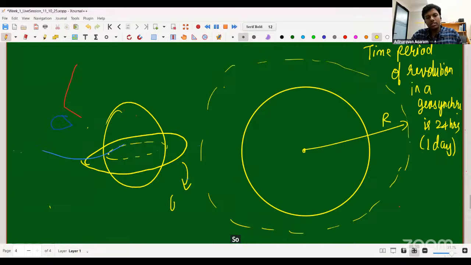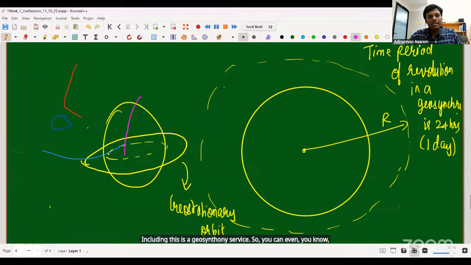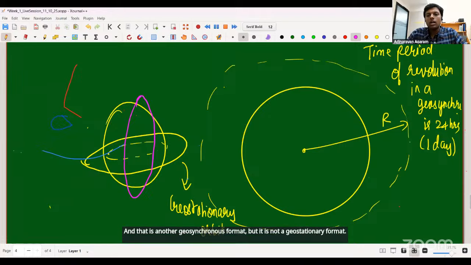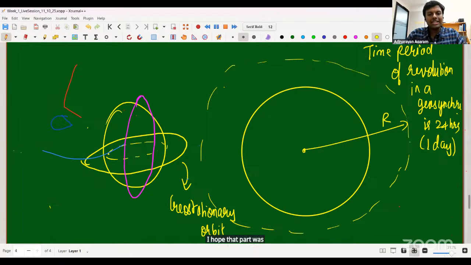So that is a geostationary orbit. It's an example of a geosynchronous orbit, the geostationary orbit. And every other orbit that you get, including this, is a geosynchronous orbit. So you can even orbit the Earth this way. There's nothing wrong in doing it. Our systems, our rockets, we can fly it however we want. So you can even fly a satellite in that orientation as well. And that is another geosynchronous orbit, but it is not a geostationary orbit. I hope that part was clear. And yeah, next question.